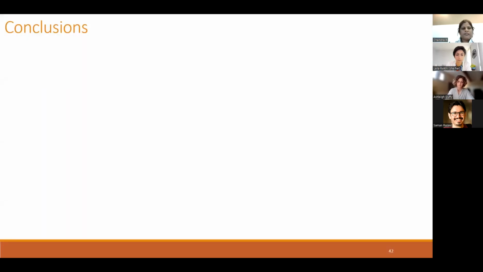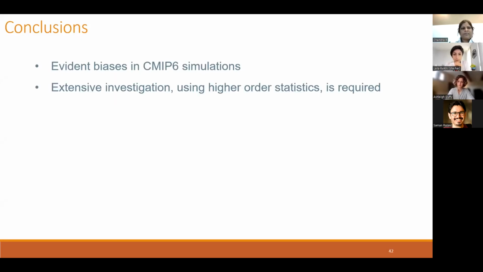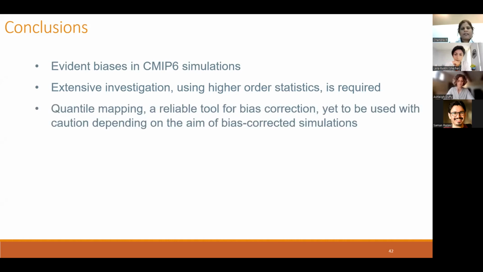Finally, to conclude, there are evident biases in climate model simulations and they need extensive investigation, obviously not just with respect to the mean and the variation. We need to use higher order statistics like L-skewness or L-kurtosis, or look at the LTP, that is, the long-term persistence properties and autocorrelation structures, how they have been changing historically and how they are going to change in the future. That is also important. And yes, quantile mapping is definitely a reliable tool for bias correction, but caution is required depending on why you want the climate model simulations and what the aim of your bias corrected simulations is.